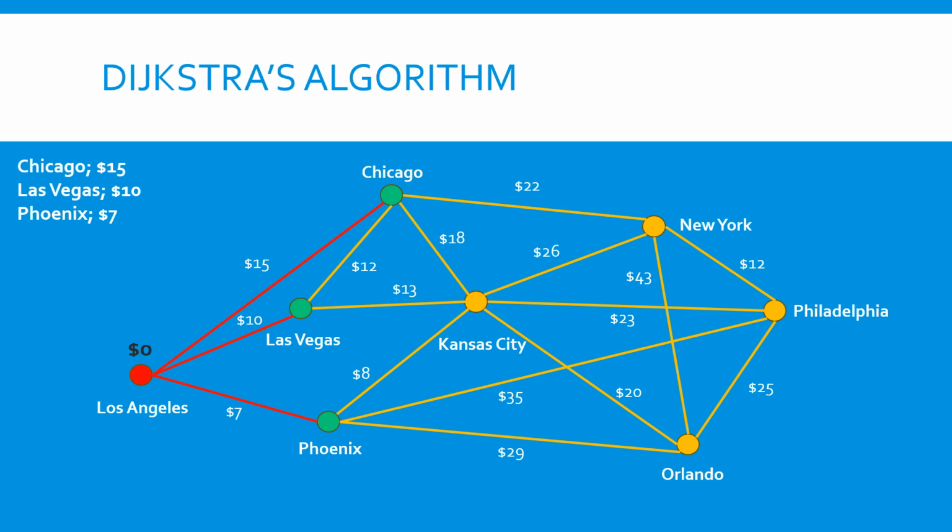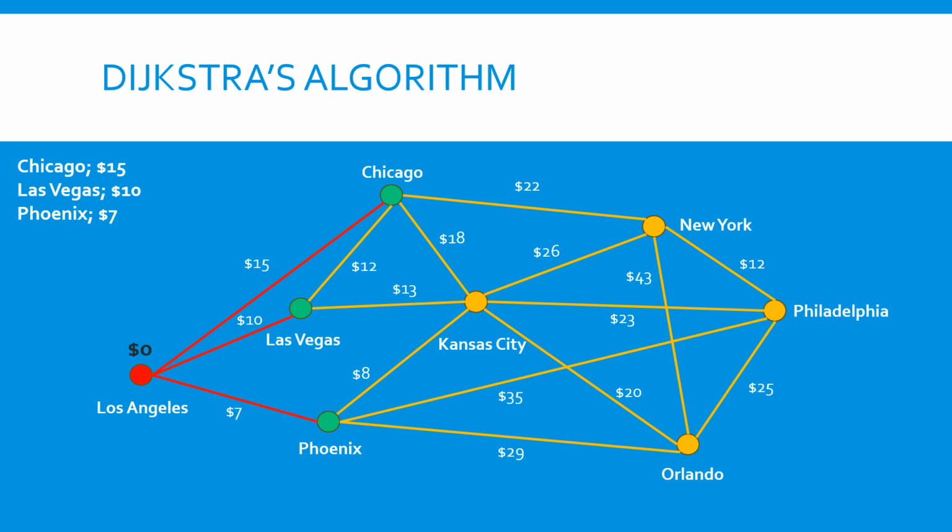The total cost should include both the cost we need to reach the current city and the cost to reach the new city. For example, the cost to reach Chicago should be the cost we need to reach the current city, LA, plus the cost we need to go from LA to Chicago. In our example, the cost we need to reach LA is $0, since LA is the starting point. The cost we need to go from LA to Chicago is $15, as indicated by the corresponding edge weight. Therefore, the total cost to Chicago is $0 plus $15, which equals $15.